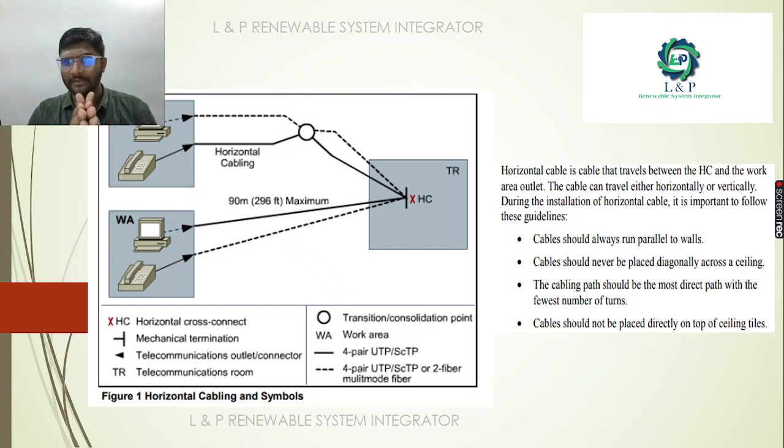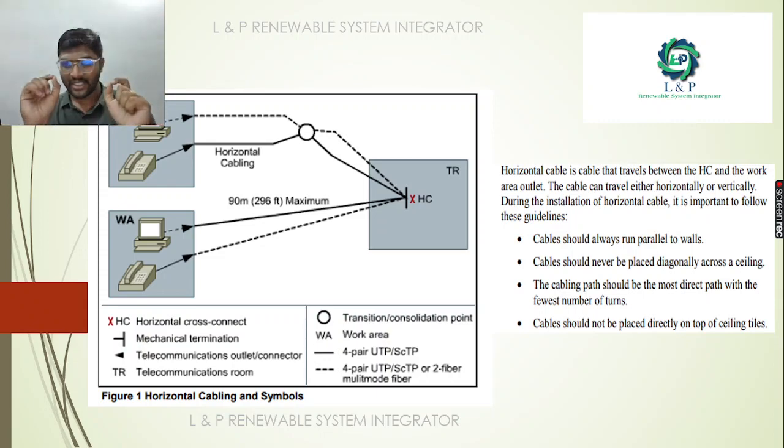So as I told earlier, horizontal cable is a cable that travels between the horizontal cross connect and the work area outlet. The work area will have a telephone, as well as connections for PCs and printers. If you run a cable from a horizontal cross connect to the work area outlet, that cable is referred to as a horizontal cable. Maximum 90 meters or 296 feet you can use. You can use either UTP cables, or sometimes multi-mode fiber cables, for the horizontal cable connection.